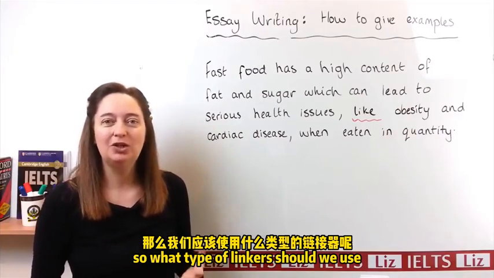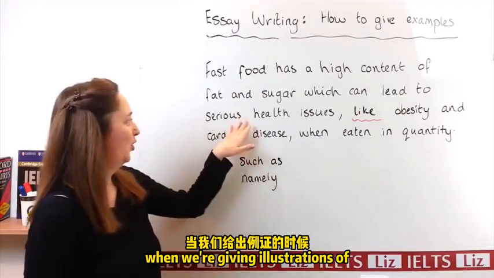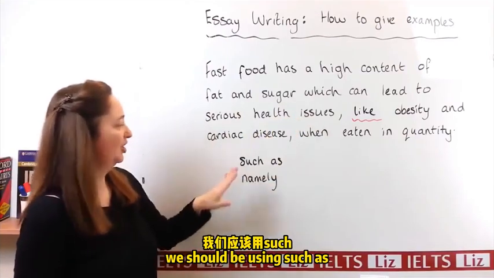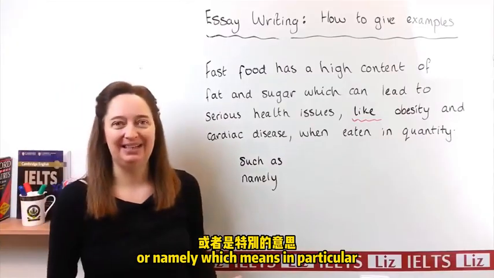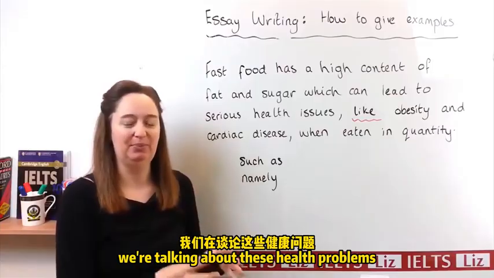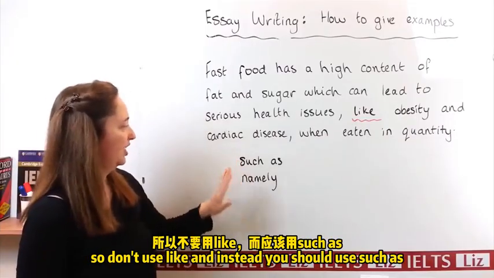So what type of linkers should we use? When we're giving illustrations of a word, for example, health issues, we should be using such as or namely, which means in particular, we're talking about these health problems. So don't use like, and instead you should use such as or namely.